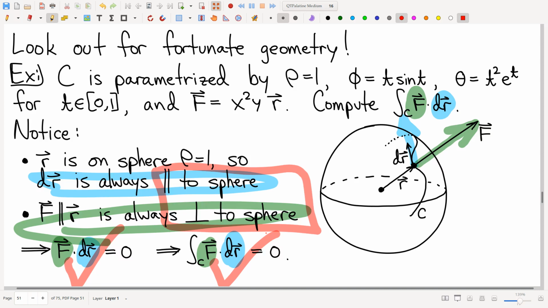Oh yeah, question. So, if we're able to deduce that our vector field is perpendicular to the curve, then it's always going to be 0, the line integral. Yep. Totally awesome. Yeah, good stuff.